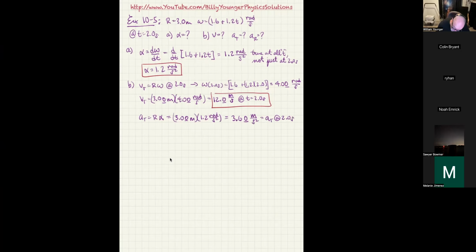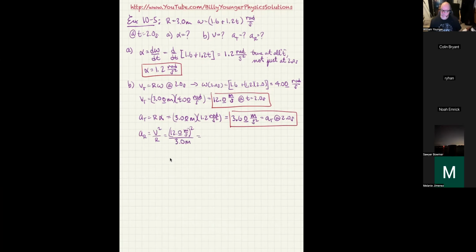In this case, again, it's technically the answer at 2.0 seconds, but we would have got the same answer at any other time too because the acceleration is a constant. Now we're going to do a radial, and that's equal to v squared over r. We've already figured out that the velocity is 12.0 meters per second at 2 seconds. So I'm going to square that, and then I'm going to divide it by 3.0 meters.